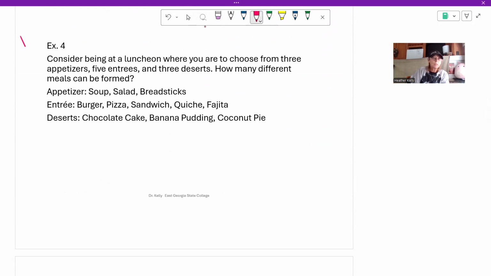Okay, so let me give you a little you-do here. Give you just a minute here. Be sure to read the question, right? So now we're at a luncheon and we get to have dessert. Yay! I love dessert. So, let you work this problem. I'll give about 30 seconds. So we're looking for the total number of meal options.